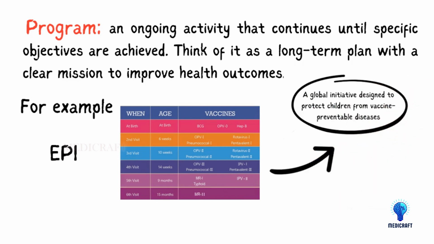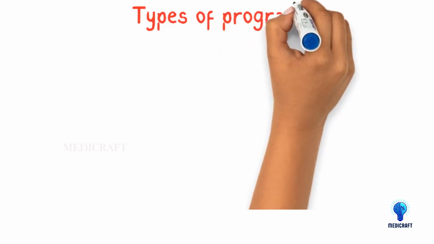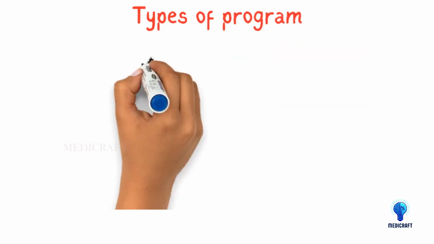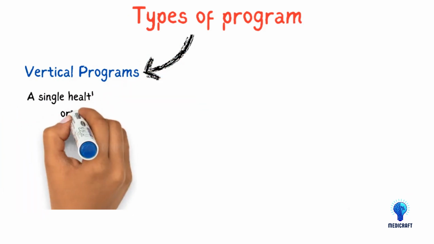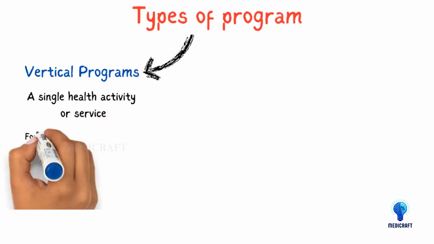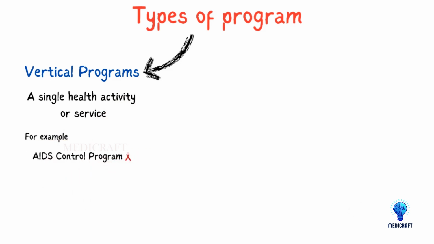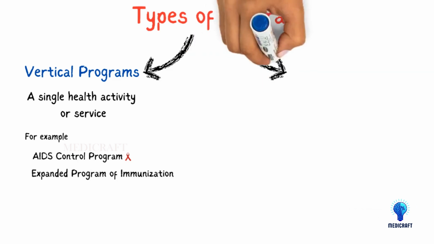Pretty impressive. Now let's talk about the types of programs. Programs can be classified into two main categories. Vertical programs. These programs focus on a single health activity or service. For instance, the AIDS Control Program, or the EPI, they're laser-focused on one goal, like controlling a specific disease or increasing immunization rates. Vertical programs are like specialists. They target one problem with maximum efficiency.